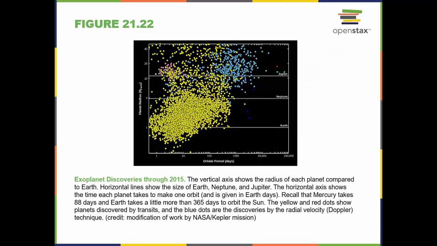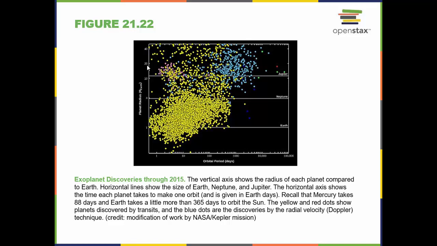So if we look at the discoveries of planets through 2015, the vertical axis shows the radius of each of the planets compared to Earth. So here would be planets with the radius the same size as Earth, and 4 times the size, and 10 times the size, and 20 times the size. Though this is a logarithmic scale. And the horizontal axis shows the time it takes each planet to make one orbit, given in Earth days.